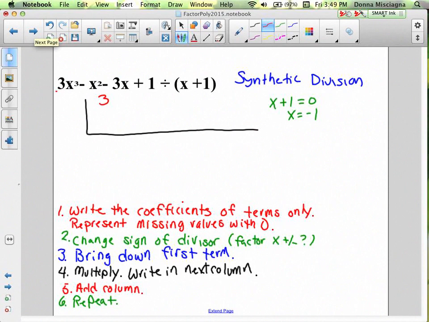So instead of writing 3x cubed, I'm just going to write a 3. Instead of negative x squared, I'm going to write a negative 1. Instead of negative 3x, I'm going to write a negative 3. And the constant, 1, is just going to be 1.